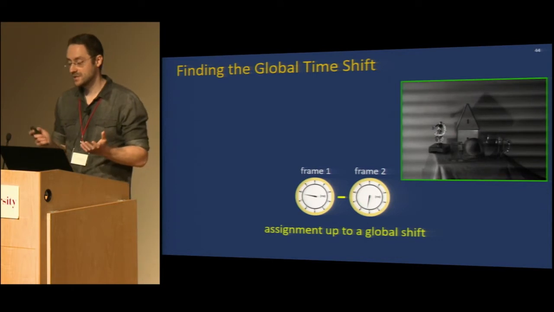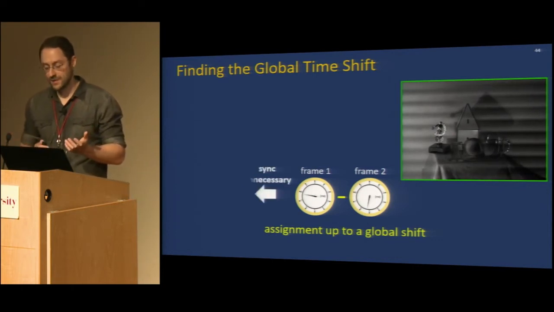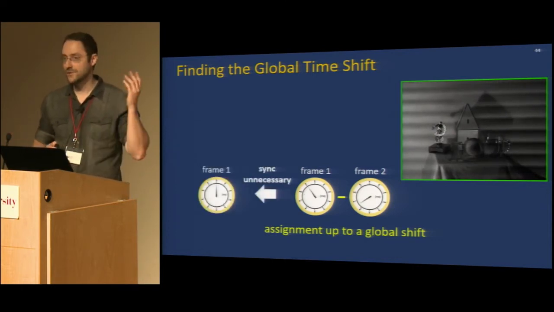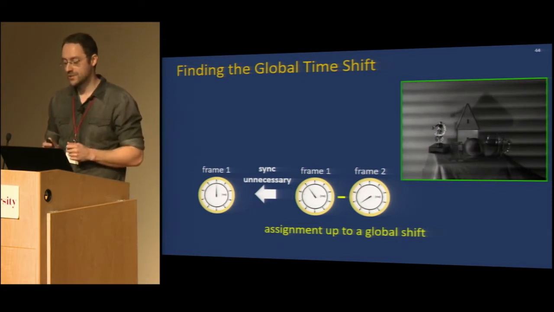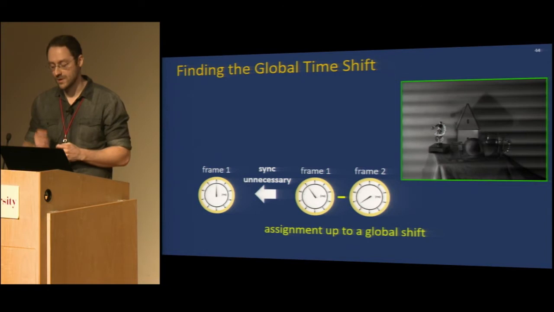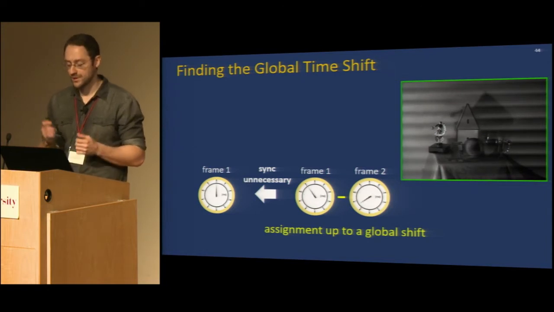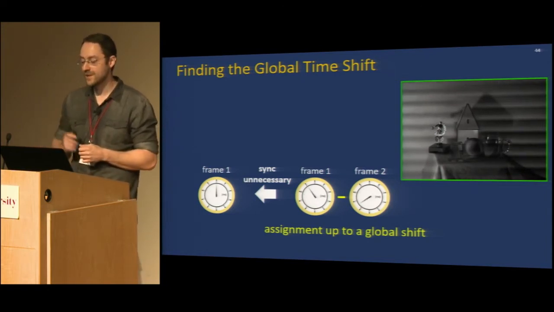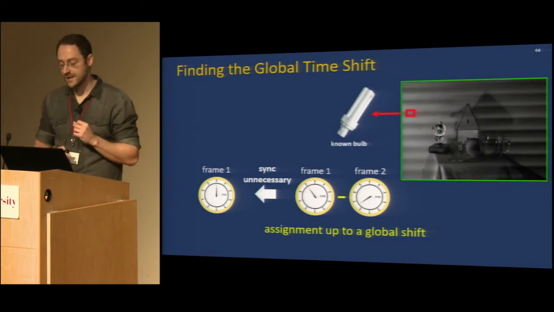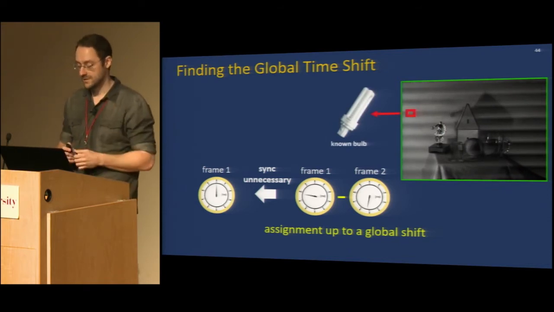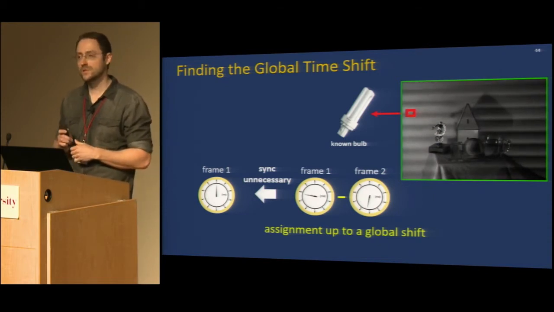Now, for some applications, this global shift doesn't matter, and we can simply set the time of the first frame to 0. However, when synchronization to the AC zero crossing is required, for example, in bulb recognition, we can find the global shift if we know the type of one scene bulb and an image region that it dominates. More details about how to do this are in the paper.